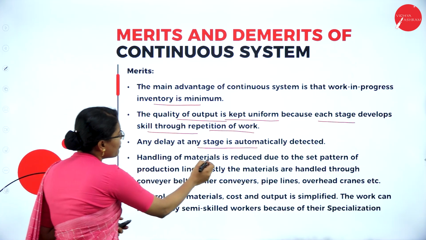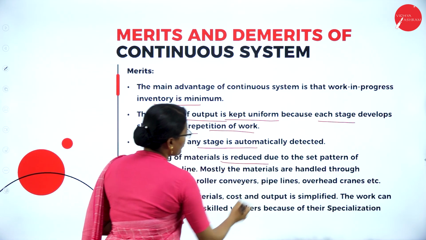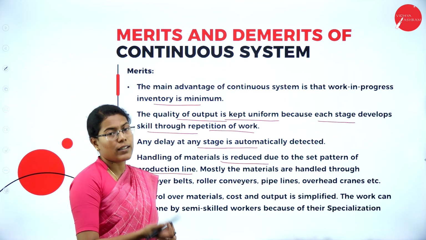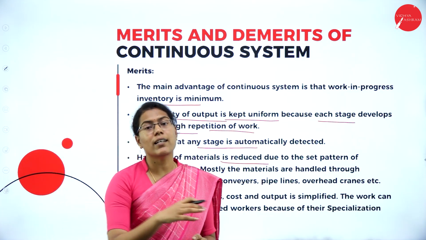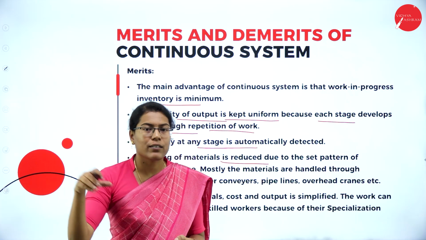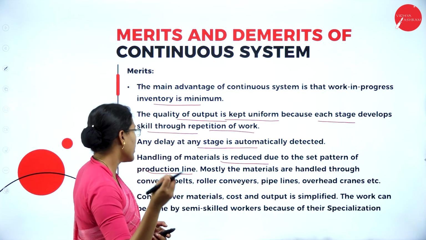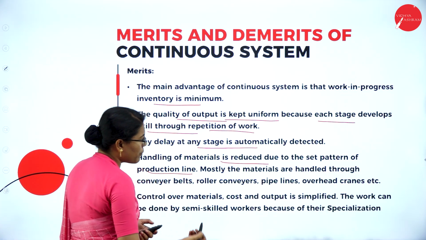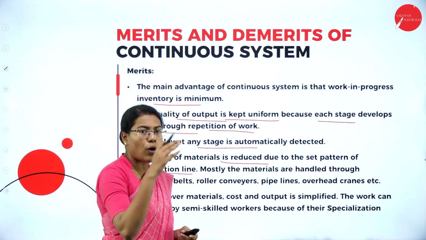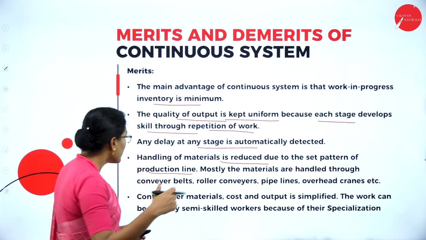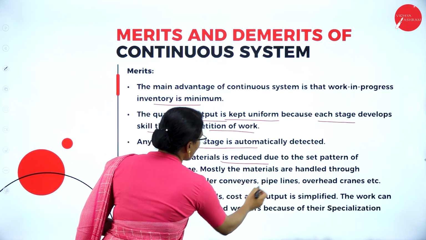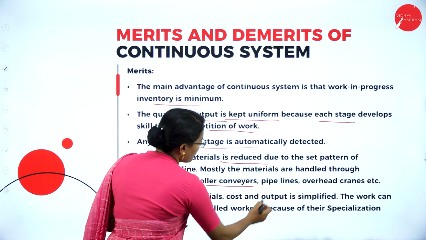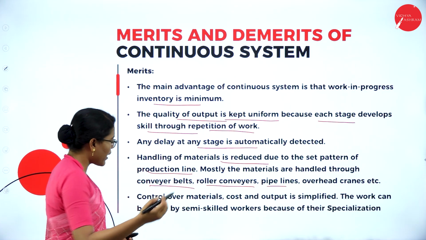Then handling of materials is reduced due to the set pattern of the production line. As we discussed earlier, in continuous production there is a standard set process for the production of that particular product. So there is no need to handle extra material, because it passes through a series of automated machineries or automated processes. So mostly the materials are handled through conveyor belts, roller conveyors, pipelines, overhead cranes, etc.